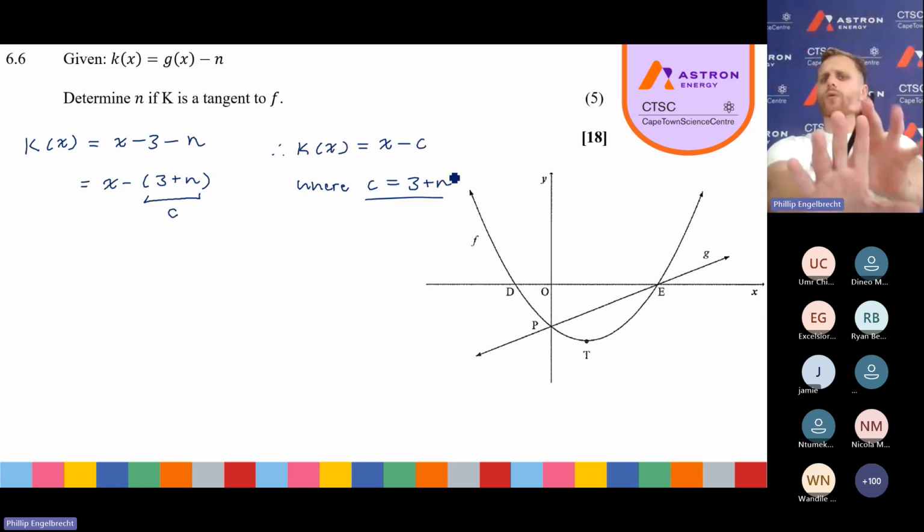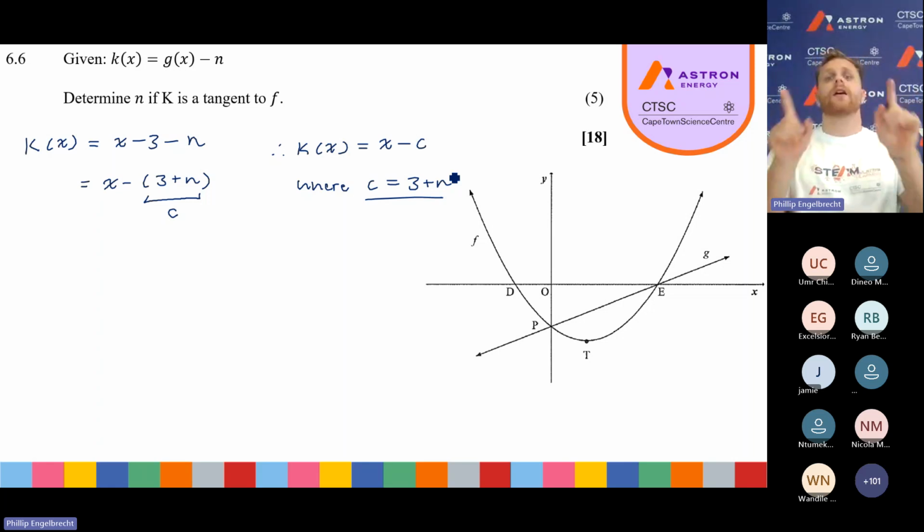Okay, so I think we all agree. Do you guys all agree with what I've just done? I've just said that k of x is x minus c, where c is 3 plus n. And I'm just going to work with x minus c because that's a little bit simpler to work with. It's not a lot of numbers and n's. It's just x minus c. Now, I've done that. I found the equation of k.